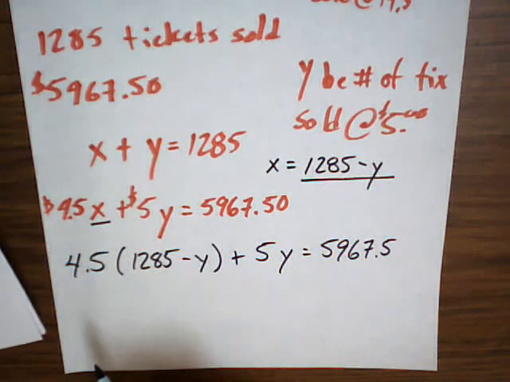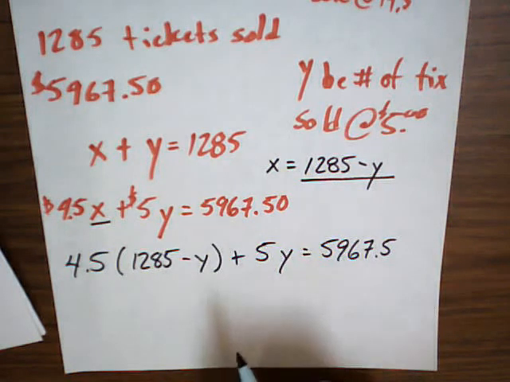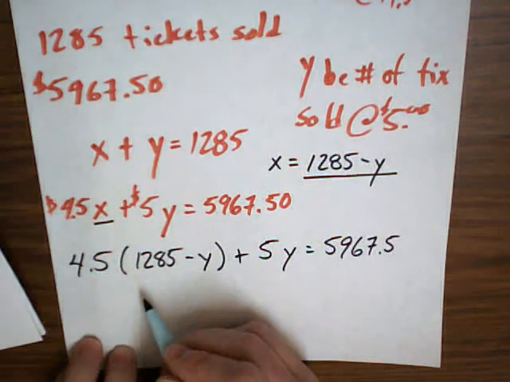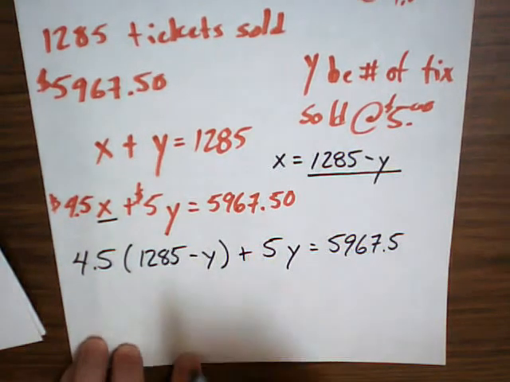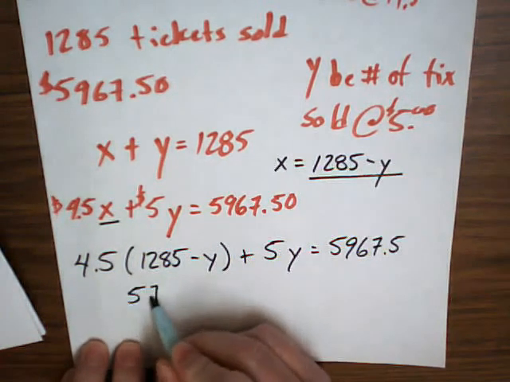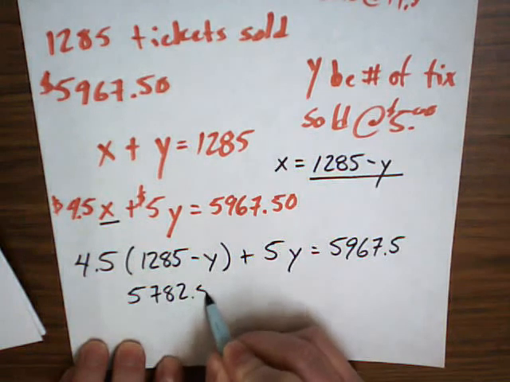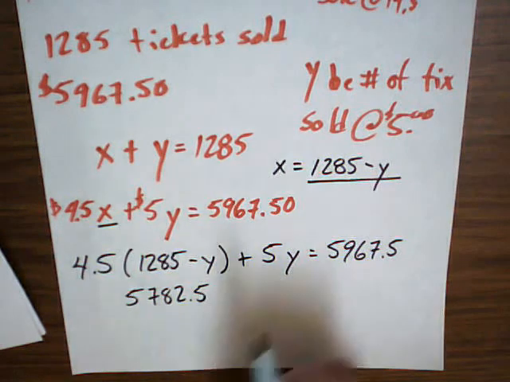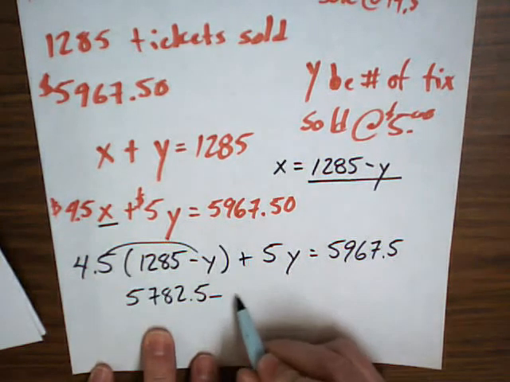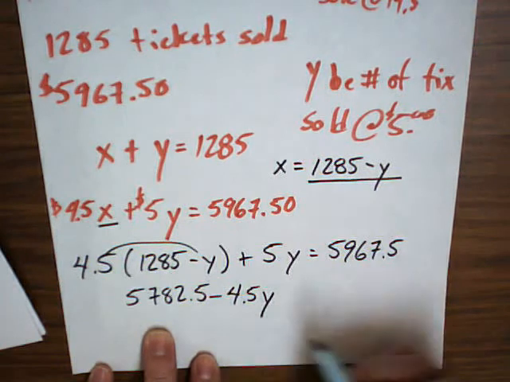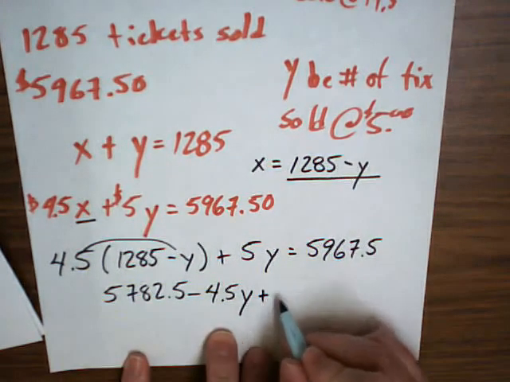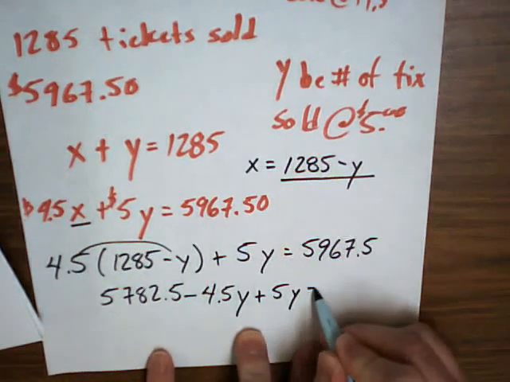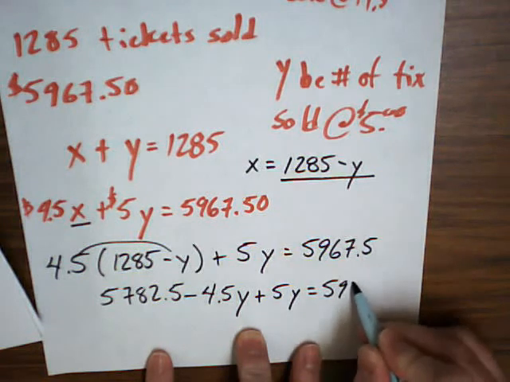So, what are y'all getting for when you distribute your 4.5? What'd you all wind up with? Okay, so that's what I got. Just want to make sure. And that's really easy to distribute this guy again, right? It's negative 4.5y plus 5y equals the total.